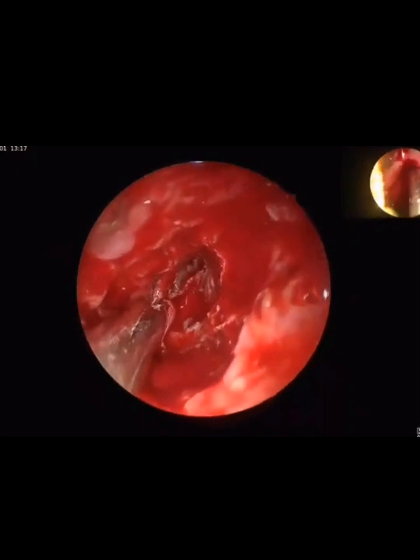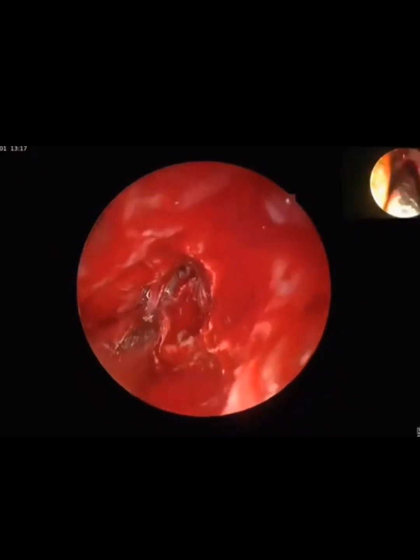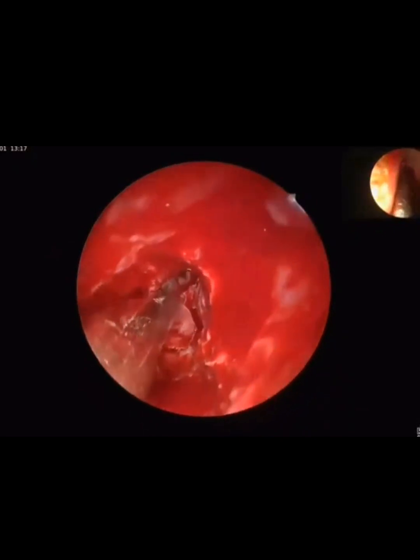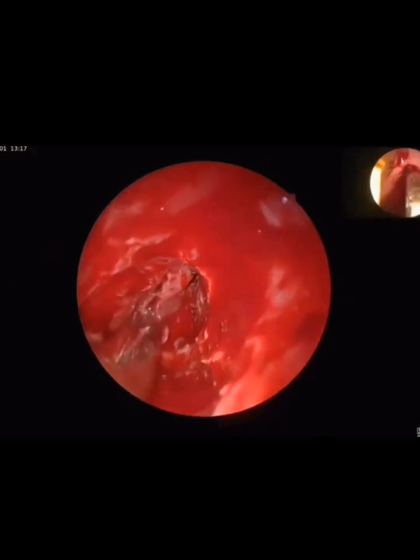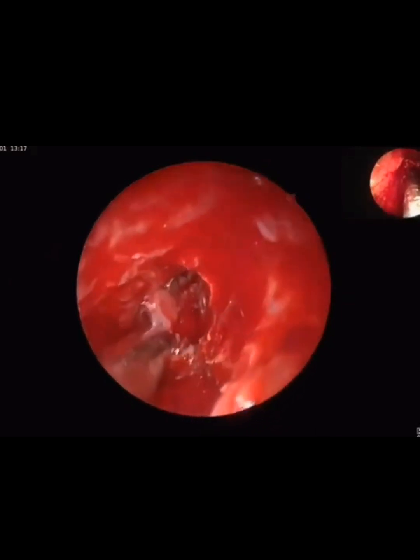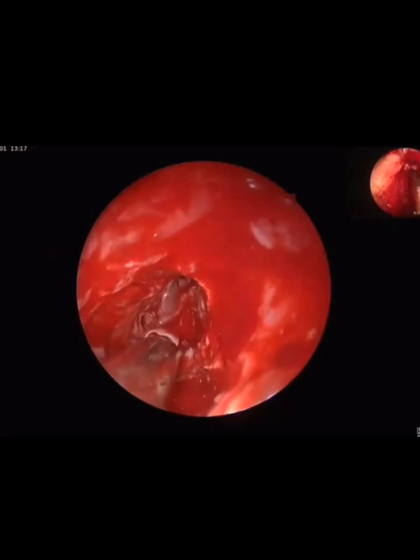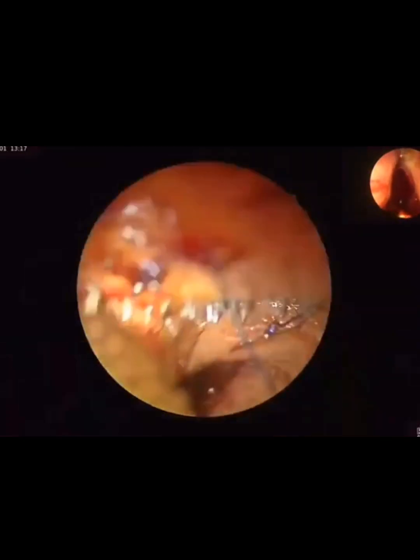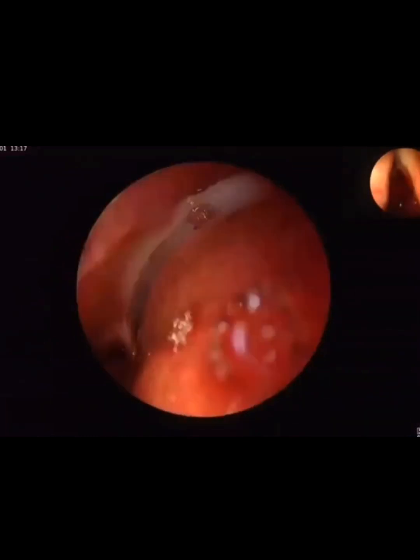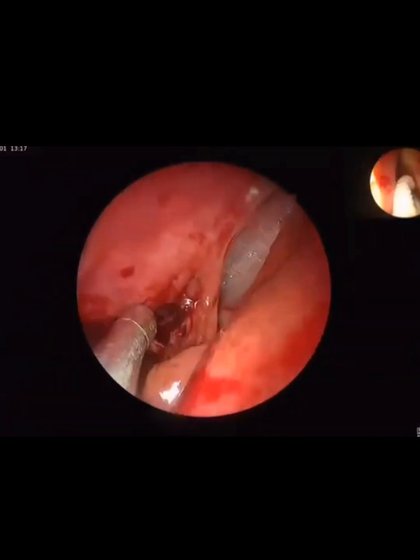Always use the debrider cautiously here. Don't press the blade of the debrider anywhere. Just debride it, don't press like this. Whenever you use the debrider, juniors, don't press the debrider blade anywhere, and always use the debrider under vision.